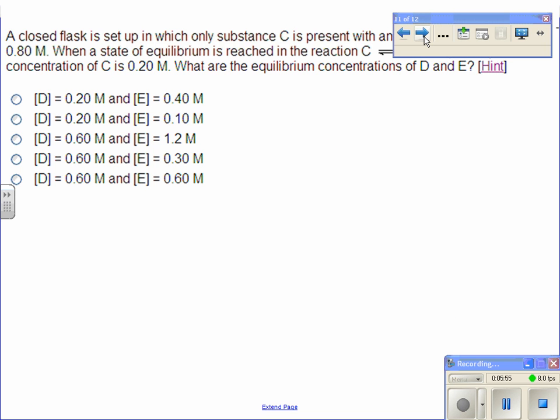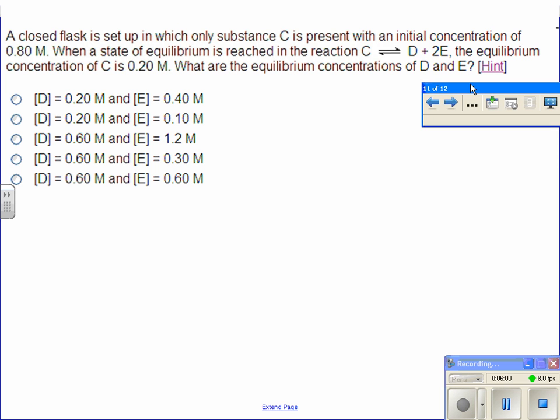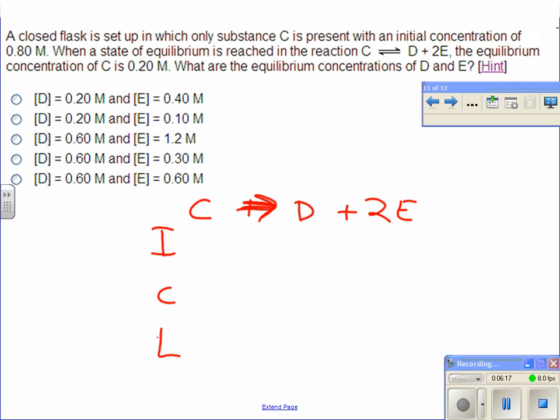Now, here's an example of an equilibrium problem. Remember when we did equilibrium problems, we did a bunch of them. On the multiple choice, they have you back solve problems. That's what it's going to be. So if you look, the reaction is C arrow equals D plus 2E. First thing I'm going to do is make a little ICE box or an ICE table, whatever you want to call it.